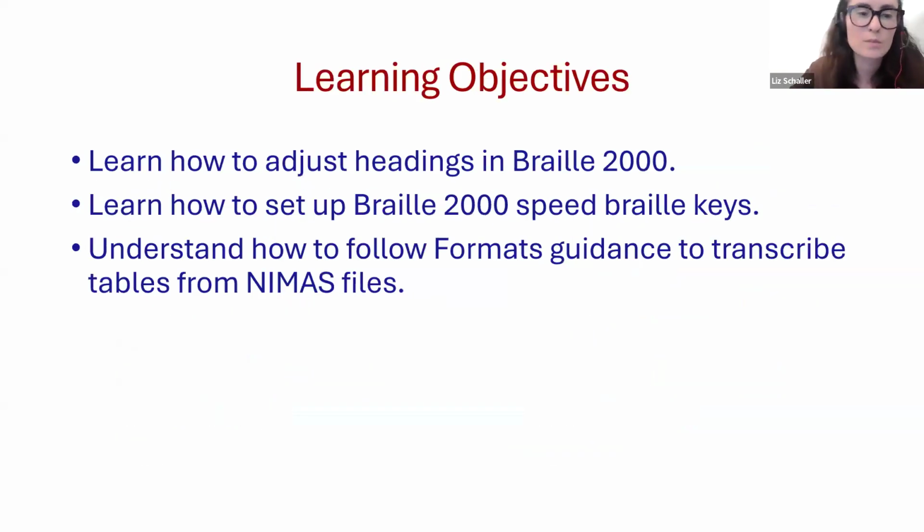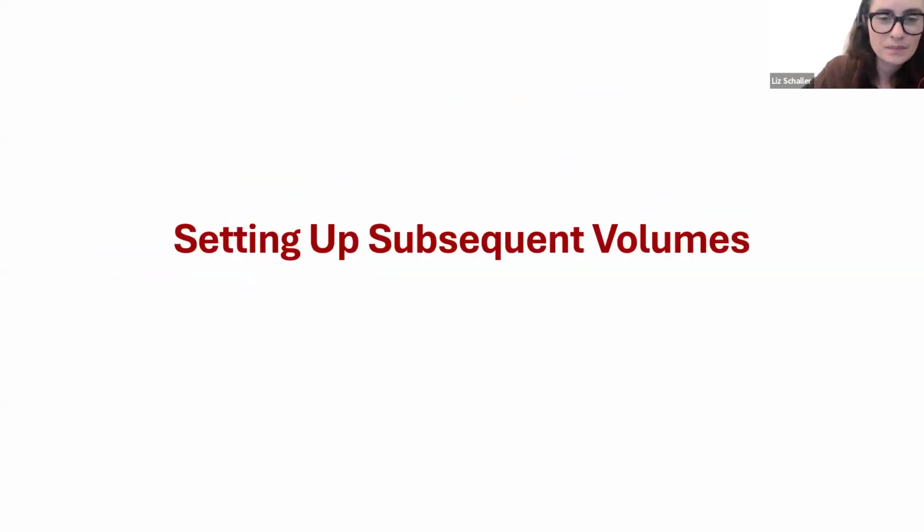So our learning objectives today. Our first objective is to learn how to adjust headings in Braille 2000. Our second is to learn how to set up Braille 2000 speed Braille keys. And then our third is to understand how to follow formats guidance to transcribe tables from NIMAS files. And with that, I'll hand it over to you, Rosemary.